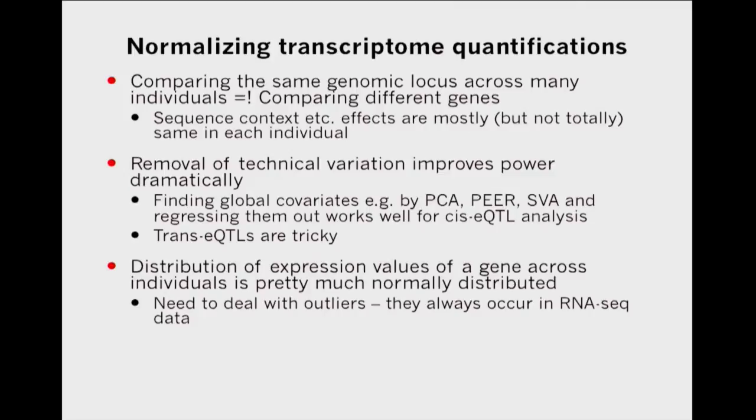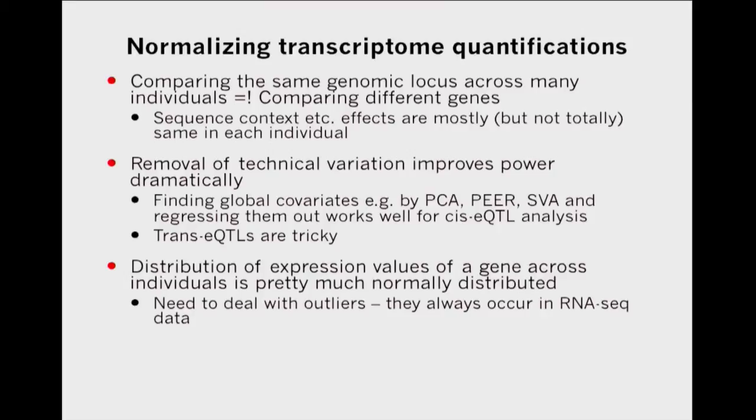Once you have quantified those things and gotten the raw quantifications, it's very important to normalize these data properly. In eQTL studies, the nice thing is that the analysis we're really doing is taking a quantification of, let's say, a gene or an exon, and comparing that across different individuals. This is in many ways an easier problem than trying to compare expression levels of one gene and another gene and say which is higher, which is lower. Things like sequence context and the length of the element are the same between different individuals, at least in most cases. That makes the normalization challenge a little bit easier.